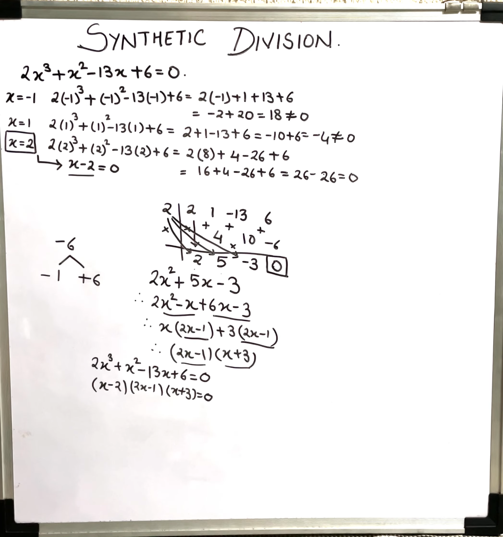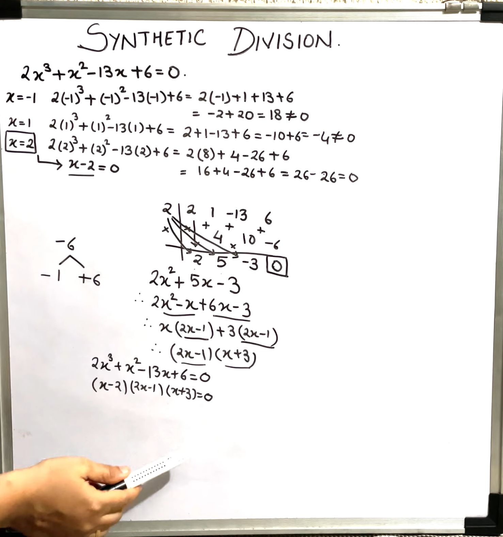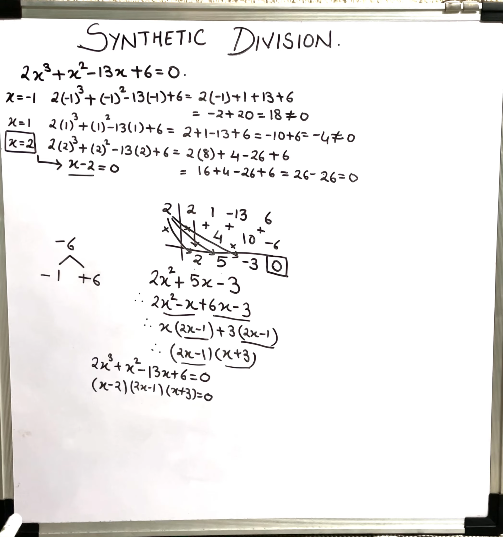In case you have an equation in which the highest power of the variable is 4, you'll get 4 factors. In case the degree is 5, then you get 5 factors and so on.